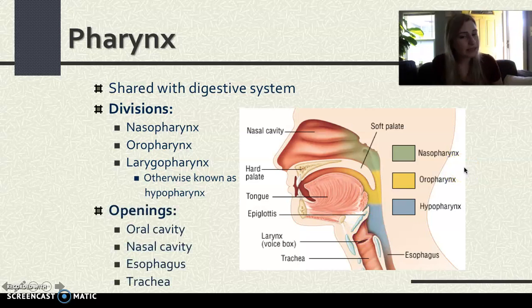Now you have several openings into this area. You have the oral cavity, you have the nasal cavity, you have your esophagus, which is posterior to the trachea.